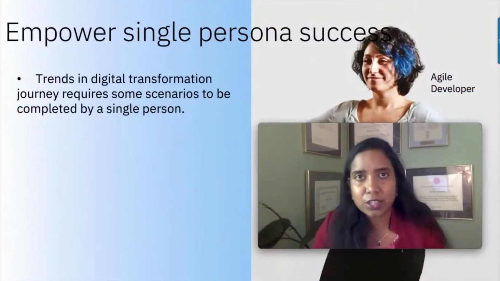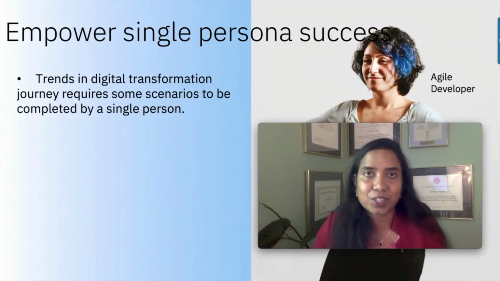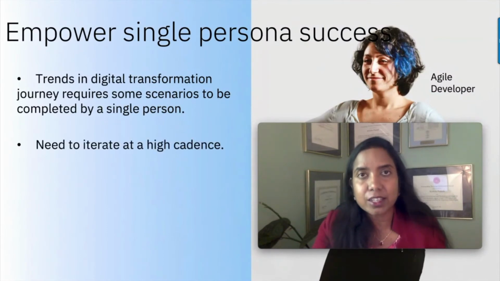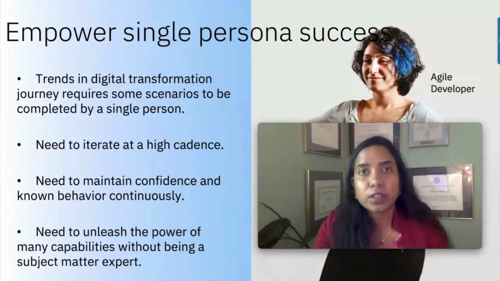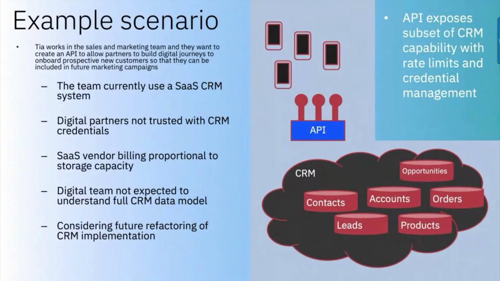The trends in digital transformation require a single person to perform a number of these tasks that we just went over. It is needed in order to be able to iterate at a very fast pace and be able to get to the market sooner. You need to be able to maintain confidence in known behavior. And also you should be able to unleash the capabilities without having to be a subject matter expert in many of these areas. Here is an example scenario.